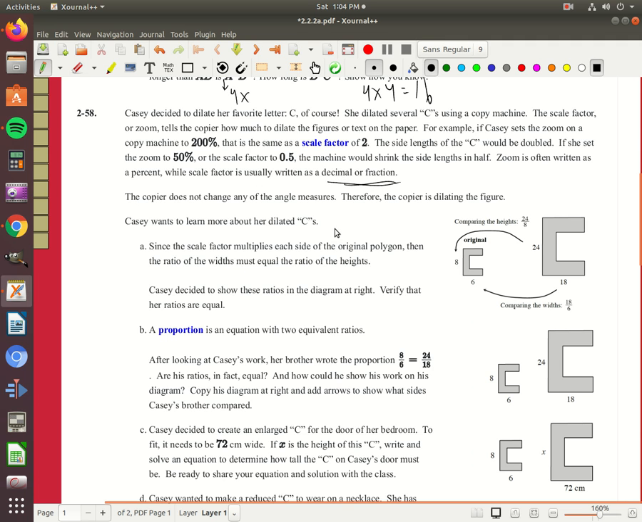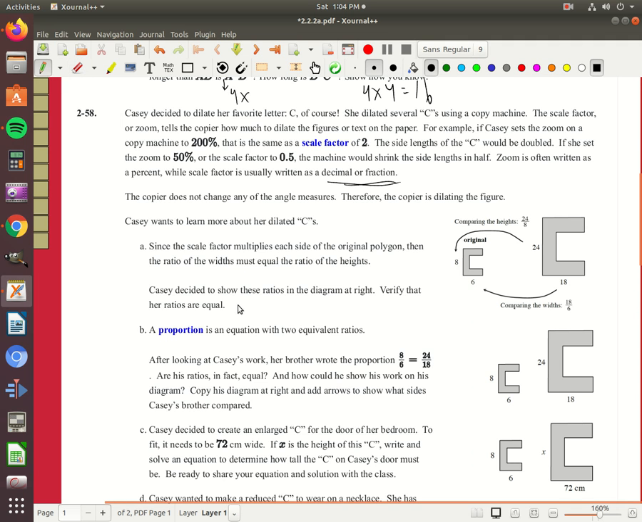So the copier does not change any of the angle measures, therefore the copier is dilating the figure. So it says Casey wants to learn more about her dilated C's. Since the scale factor multiplies each side of the original polygon, then the ratio of the widths must equal the ratio of the heights. What we're saying is this ratio, 8 to 24, would have to be the same as this ratio of 6 to 18. Everything is going to be proportional. It needs to be proportional, otherwise we don't have similarity.